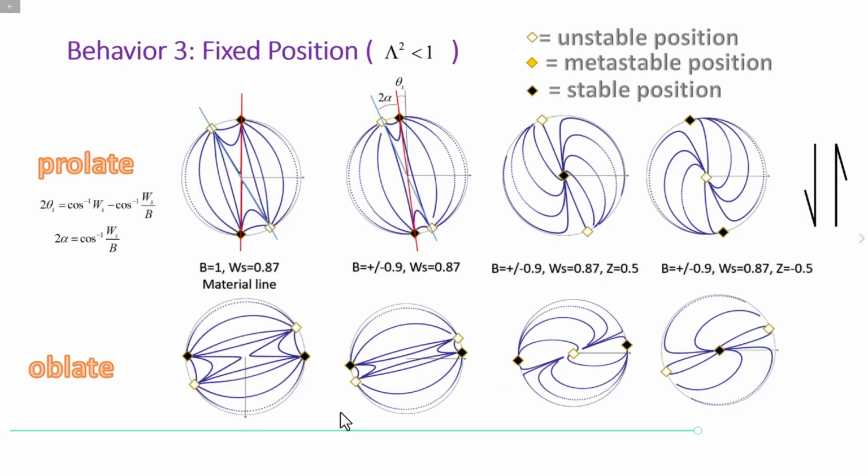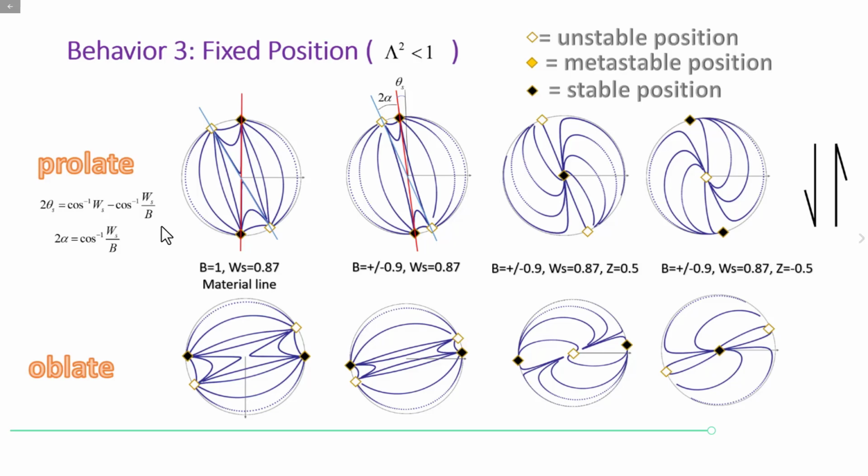The third behavior is the situation when the shape dominates. The vorticity is less significant than the shape. For this class, objects will reach a fixed stable position. The stable orientation is at the theta s angle, synthetic to the shear direction. So the relationship is here.